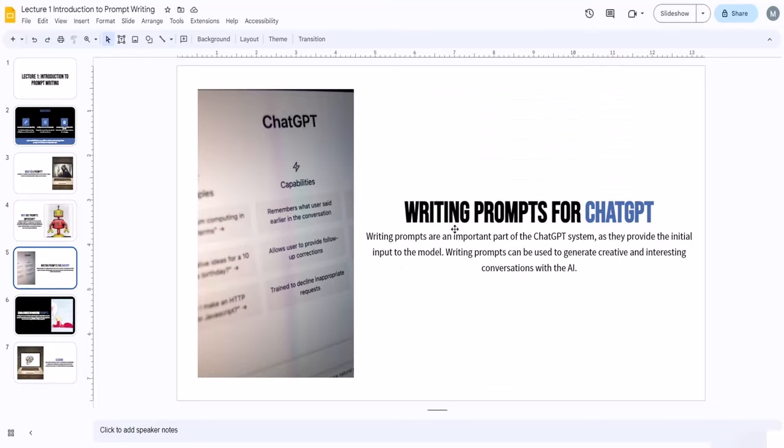Writing prompts for ChatGPT. Writing prompts are important for the ChatGPT system, as they provide initial input to the model, as we've discussed, and they can be used to generate creative and interesting conversations, or maybe some information. Maybe you need some help with a task. Maybe you need a table to organize your stuff. There are various contexts where you can use ChatGPT. There are lots of ways, so it's not just a single way of using it. That's why you have to have some critical thinking and creativity to realize the vastness of this spectrum of how much you can use ChatGPT.